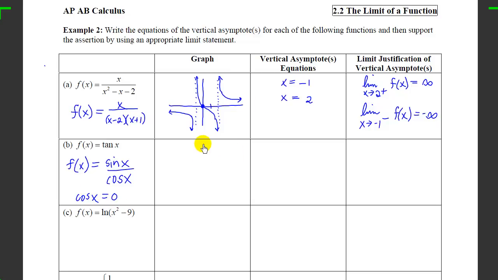So if you think graphically, if you remember what your tangent looks like, you can remember that you've got asymptotes at pi over 2 and at negative pi over 2. And then you repeat because you have a periodic function. So every time that cosine was 0, we end up with an asymptote on the tangent graph. So that's going to be when x equals pi over 2 plus a period of the tangent curve.